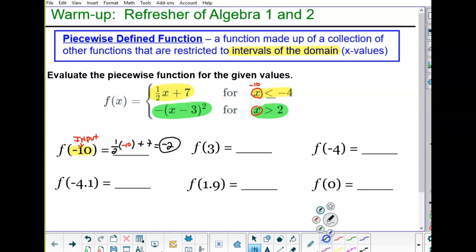So then we would go to 3. Now we have a new input. This is kind of like saying x is equal to 3. Well, is 3 less than -4 or greater than 2? And right there, 3 is greater than 2, so I'm going to use a new function, or a new piece, to evaluate the 3. I'm going to take negative of x minus 3 and square it. But now we're plugging in 3 for the second piece equation. And then we just have to follow proper order of operations. Well, 3 minus 3 is 0. 0 squared, and the opposite of 0 is 0.